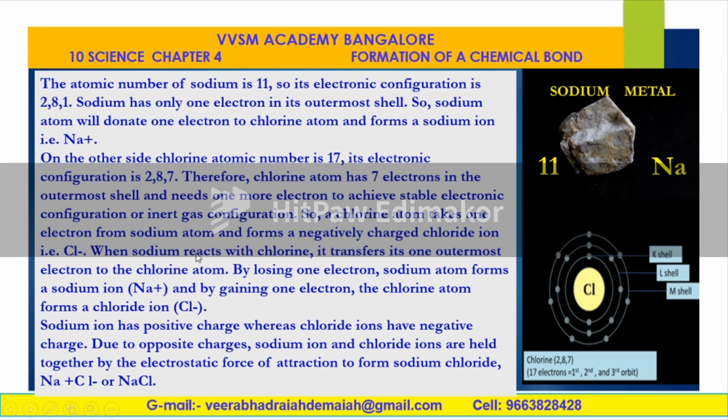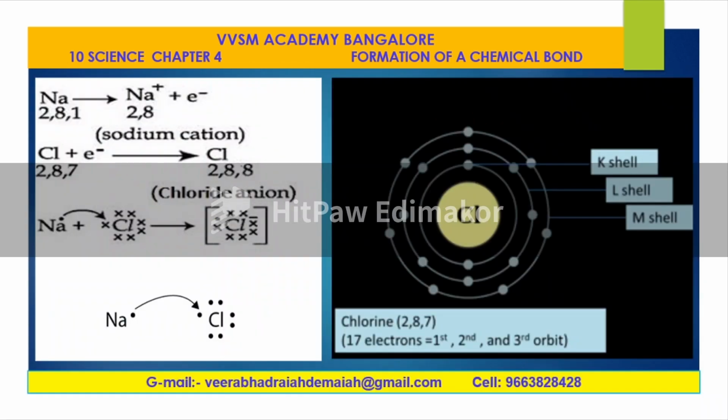Therefore, when sodium reacts with chlorine, it transfers its one outermost electron to the chlorine atom. By losing one electron, the sodium atom forms a sodium ion, and by gaining one electron, the chlorine atom forms a chloride ion. Hence, the sodium ion has a positive charge, whereas the chloride ion has a negative charge. Due to opposite charges, the sodium ion and chloride ion are held together by the electrostatic force of attraction to form sodium chloride. This is the formation of the chemical bond in the sodium chloride crystal.